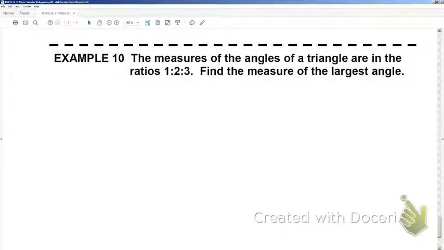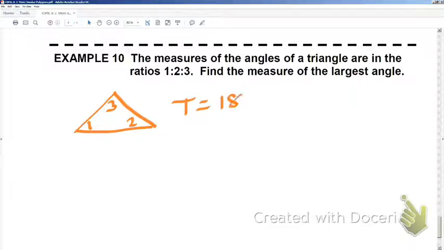Okay, on this one it's talking about a triangle's angles. So the measures of the angles of a triangle are in a ratio of 1, 2, 3. So we'll just call this 1, 2, and 3. Find the measure of the largest angle. It doesn't give me a total, but I know that all of the measures inside of a triangle equal 180 degrees. So I can use the same concept as last time.